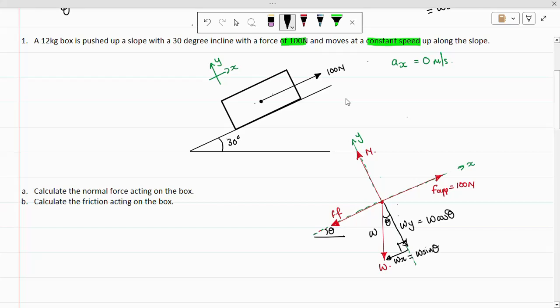So this means that the forces, you have W sine theta over here. Actually, because we know theta, let's just write what that is. W sine 30. All right, so now you have two different forces. You've got F, frictional force, and W sine 30 both going down the slope. You also have W cos 30 over here.